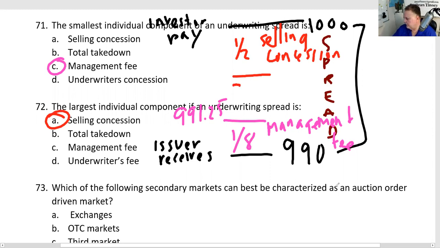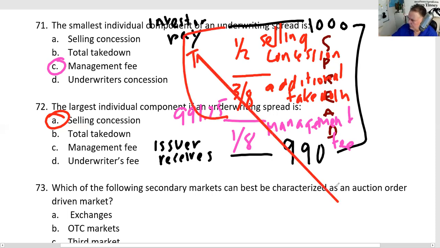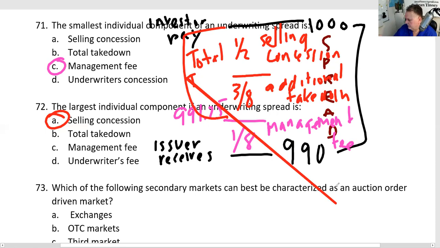This I think is the trickiest part here. That 3/8 is called the additional takedown. And these two components together are called the total takedown. Please note the total takedown is not an individual component of the spread. It's actually two. So, spreads.